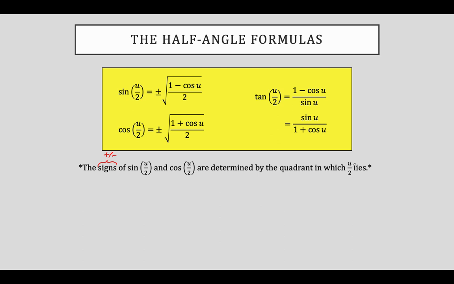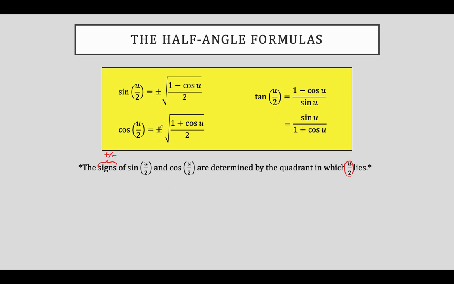If it's in the first quadrant, sine is positive, and cosine is going to be positive. If it's in the second quadrant, sine will be positive, cosine will be negative. If it's in the third quadrant, sine and cosine are both negative. And if it's in the fourth quadrant, then sine is going to be negative and cosine will be positive. So you'll have to figure out which quadrant u over 2 is in to determine the proper sign to use.